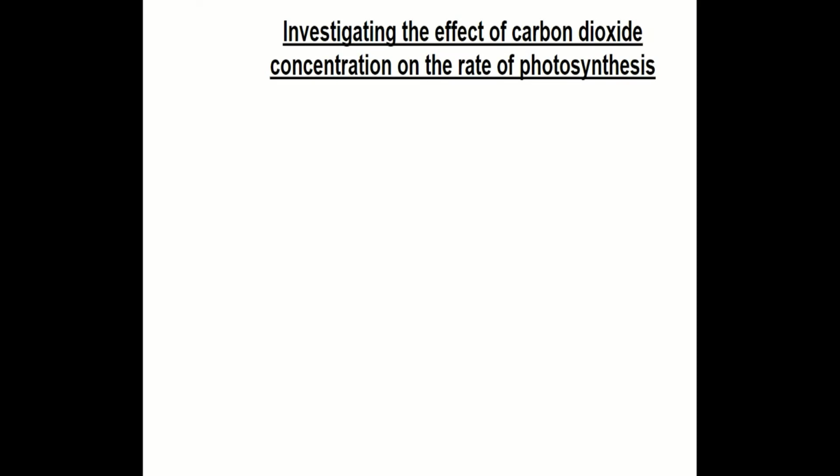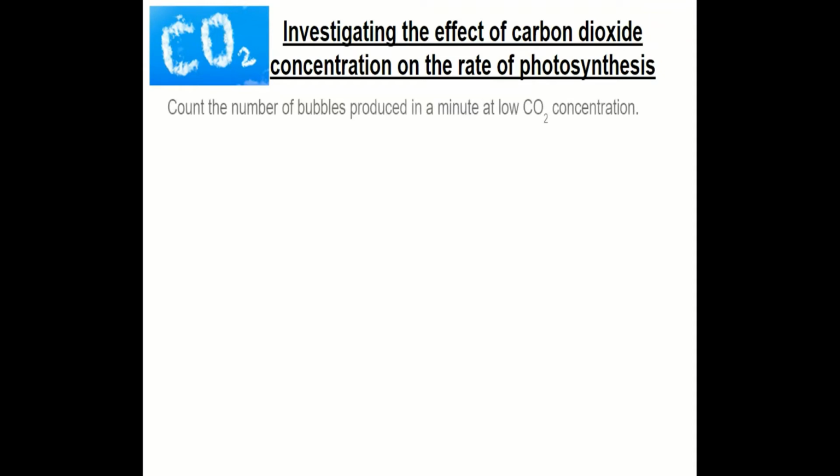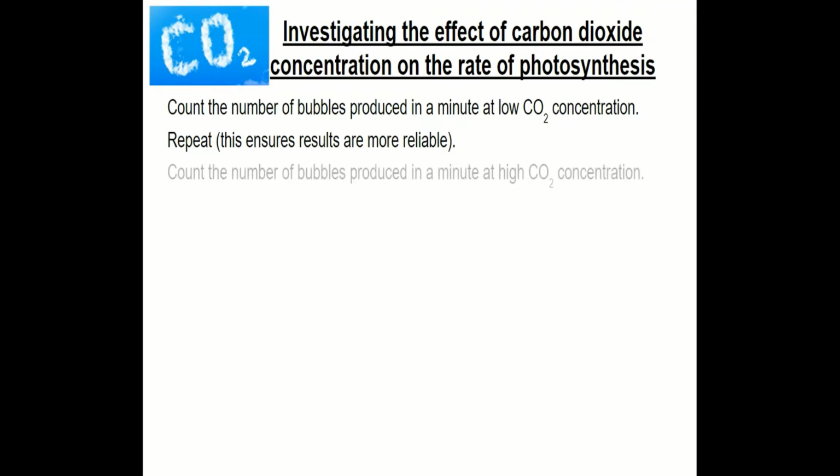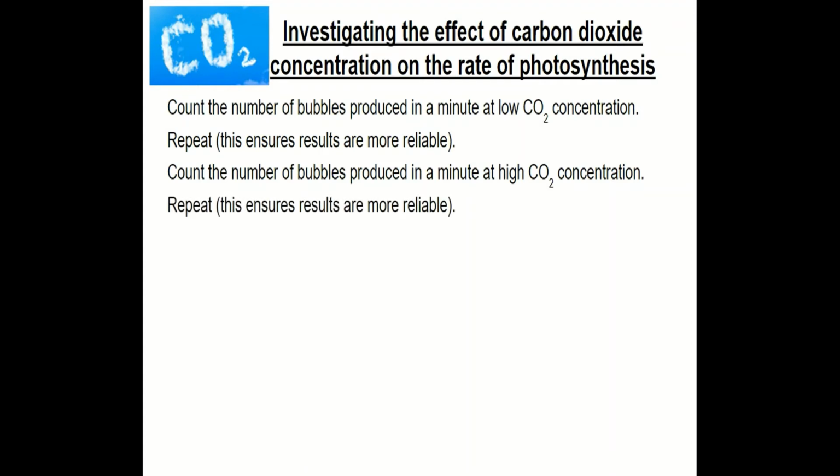Firstly, we're going to deal with the effect of carbon dioxide concentration on the rate of photosynthesis. So this is what you are going to do on that animation. You're going to set the carbon dioxide concentration at low, and then you are going to start the timer and count the number of bubbles produced in a minute at low carbon dioxide concentration. You're going to repeat this 2 more times and fill in your results in the table that I'll show you in a moment. Then you're going to change to high carbon dioxide concentration and count the number of bubbles produced in a minute, and again repeat.